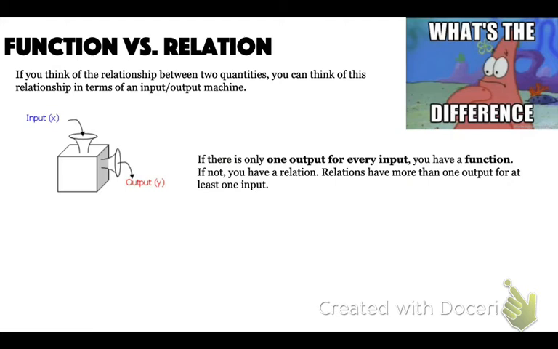Now, the difference between a function and a relation: they all have to do with inputs and outputs, but for a function, there's only one output for every input. So everything we put into this function machine, you only get one output, okay? Versus a relation where you can put in an input and get out multiple outputs, okay?